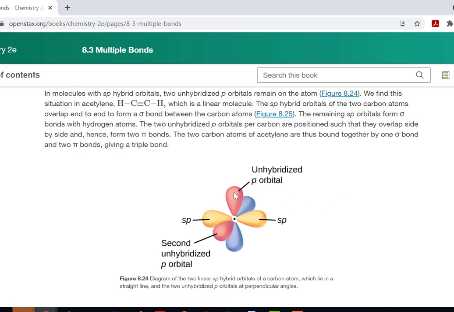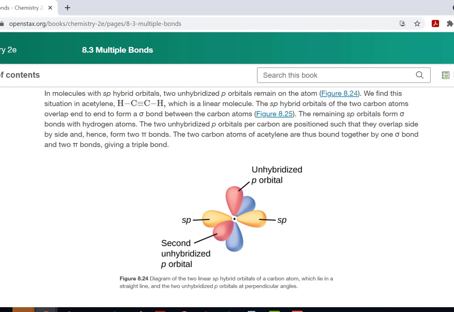And then we'll also have unhybridized p orbitals. One unhybridized p orbital is this red on the top and this blue on the bottom. The second unhybridized p orbital is this red in the front and this blue in the back. I think it would have been a little bit clearer if your book had maybe the arrows going both here and here, as well as here and back here, in terms of what those p orbitals are.